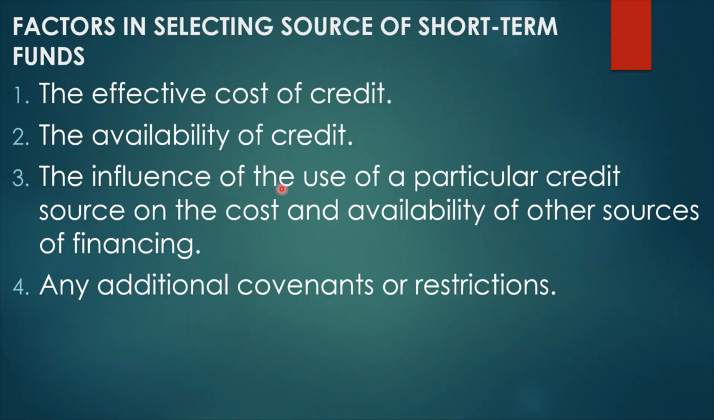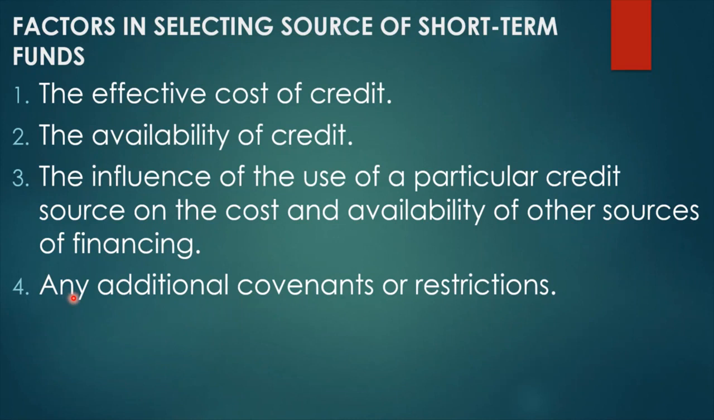Third is the influence of the use of a particular credit source on the cost and availability of other source of financing. So, tingnan mo yung source kung saan mo kukunin yung short-term credit na yan. Tingnan mo kung may effect ba to, lalo na kung may adverse effect ba to sa other financing management decisions na gagawin mo. May effect ba to sa other sources ng short-term financing mo? Tingnan mo, baka may adverse effect yan. Pag may adverse effect yan, look around. Look the other way kasi delikado yan.